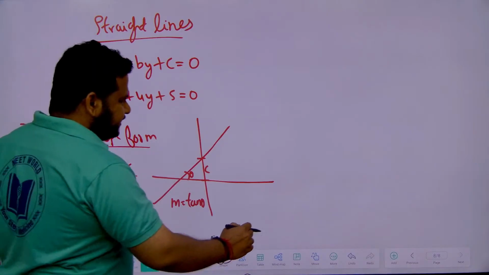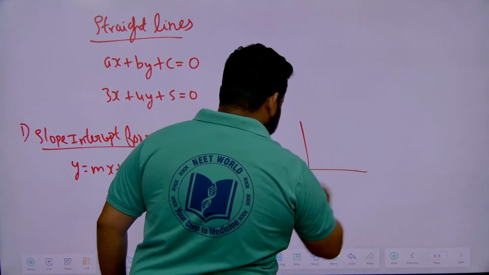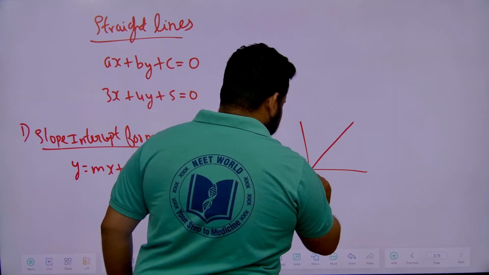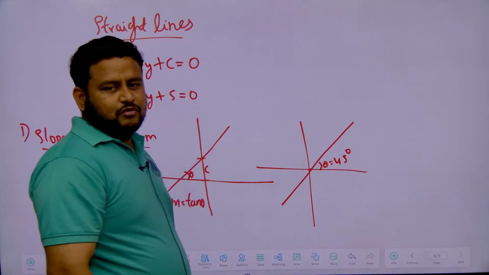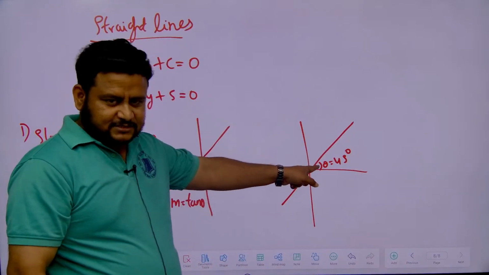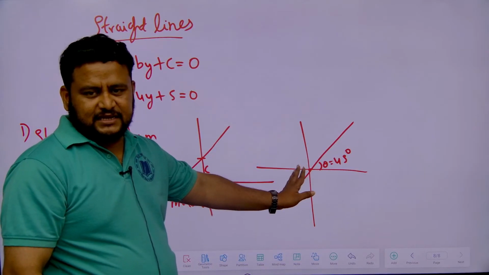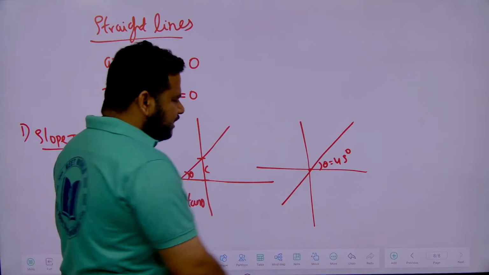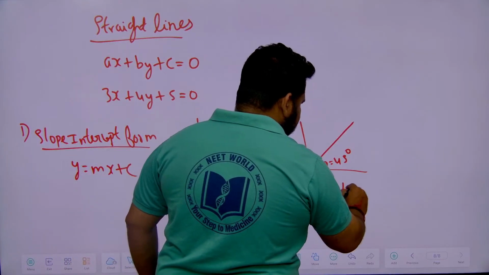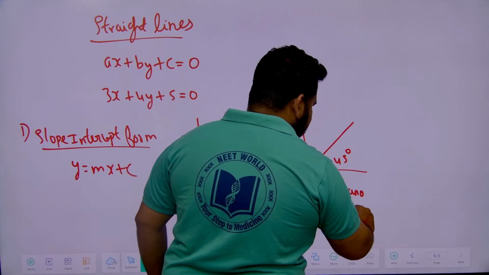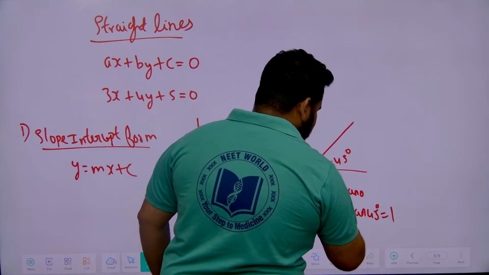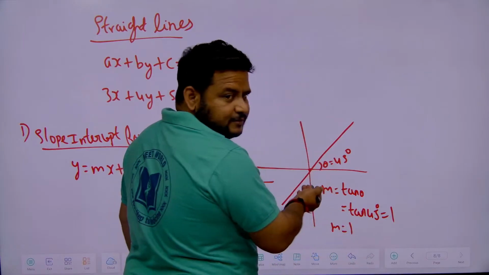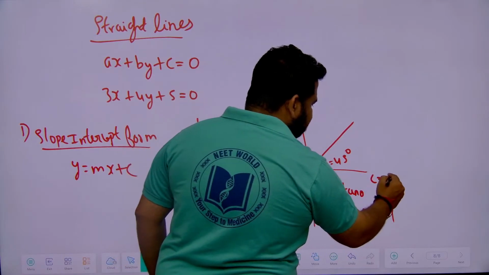Okay, suppose I take it here, it is passing through the origin, this theta will become equal to 45 degree. Any line which passes through the origin like this is making an angle of 45 degree, we will consider. Then what will happen to slope? Slope will become tan theta, that is nothing but tan 45. Tan 45 value is 1. So m will become equal to 1. C is there, but c value will become 0.